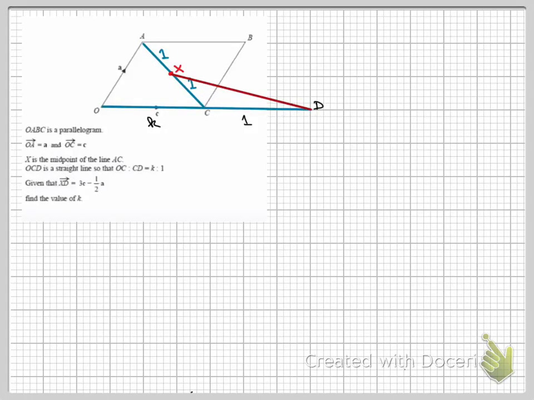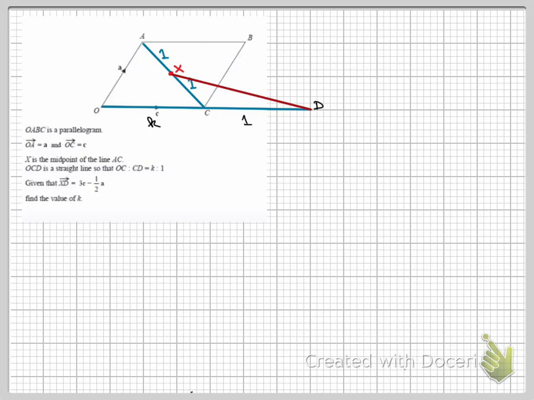OABC is a parallelogram. O to A is the vector A, O to C is the vector C. X is the midpoint of the line AC, and OCD is a straight line, so that O to C, C to D is K to 1. I've marked all of the bits and pieces onto the diagram here and included the X to D line and the line which extends OCD.